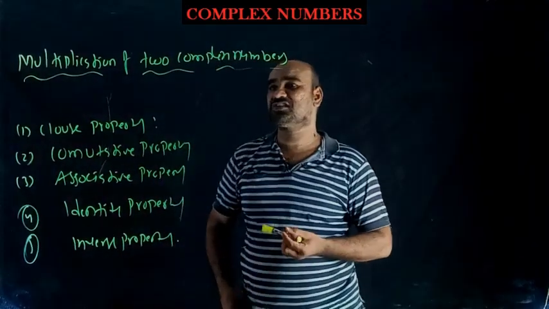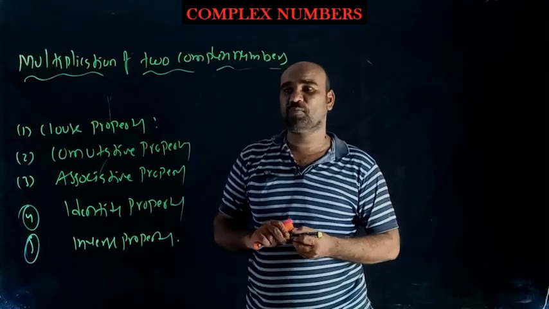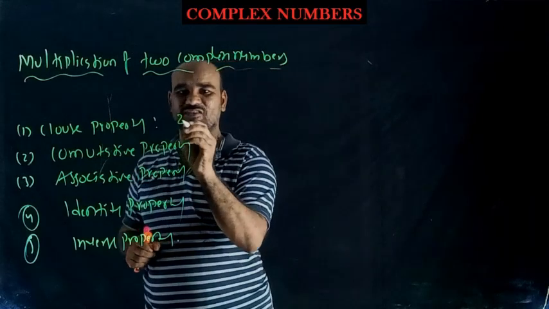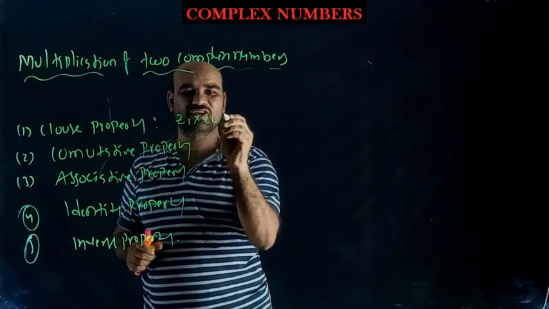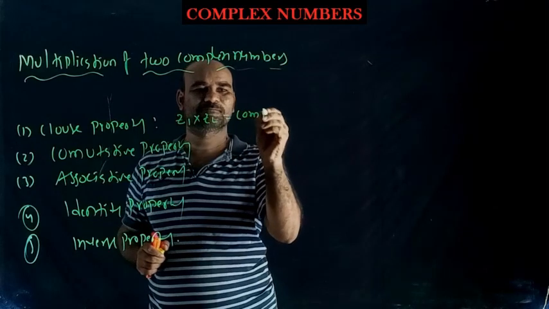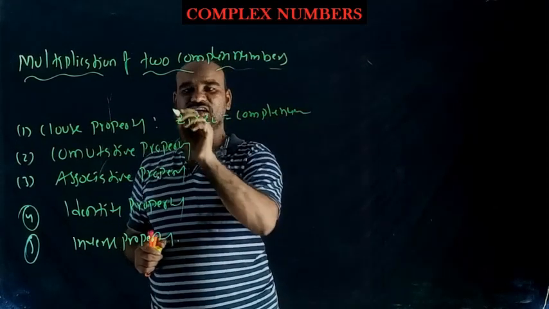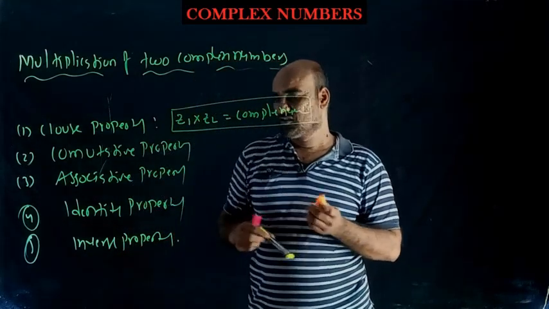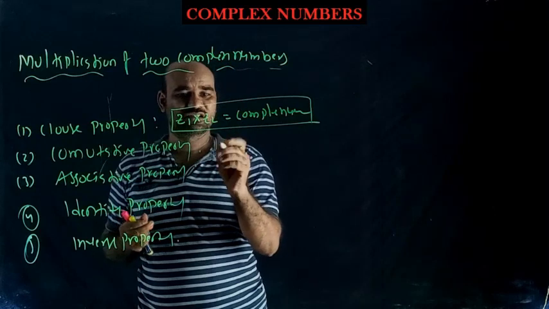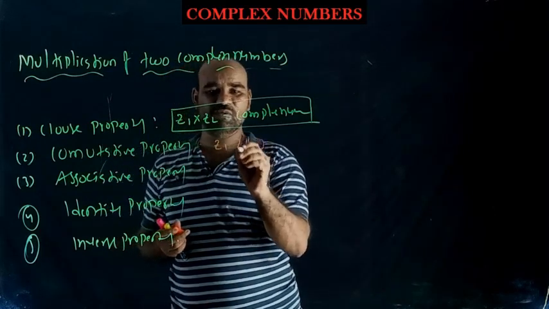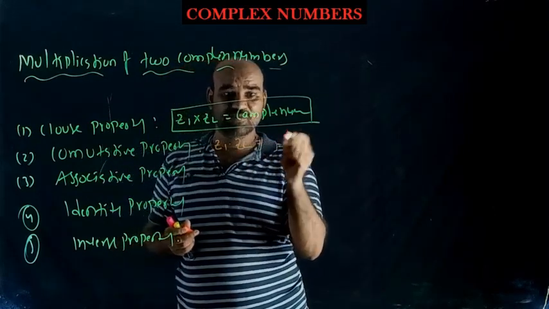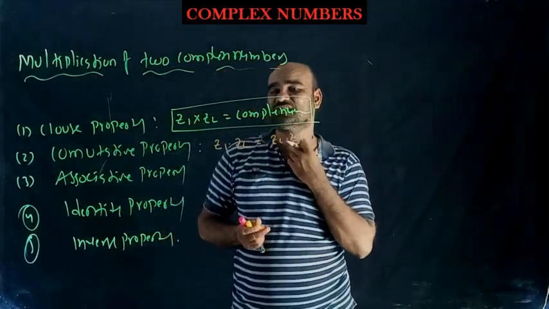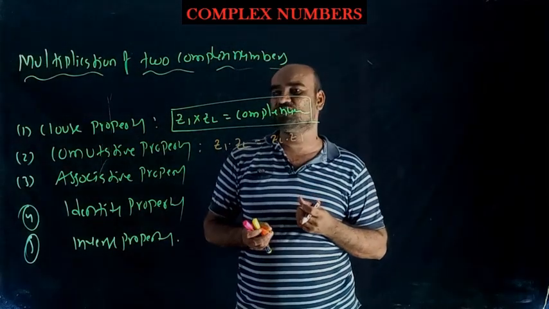Okay students, multiplication of two complex numbers is completed. Now, properties of multiplication of two complex numbers. Closure property, easy only. Z1, a complex number, multiplied with Z2, again you get another complex number only. That's why complex numbers satisfy the closure property with respect to multiplication. Now the commutative property. Z1 is multiplied with Z2, what we will get is nothing but Z2 multiplied by Z1. That's why complex numbers satisfy the commutative property with respect to multiplication.